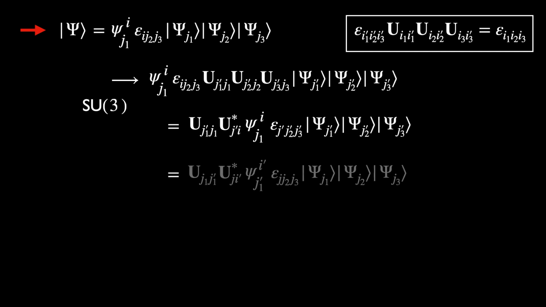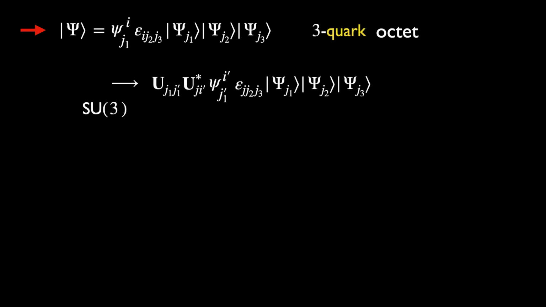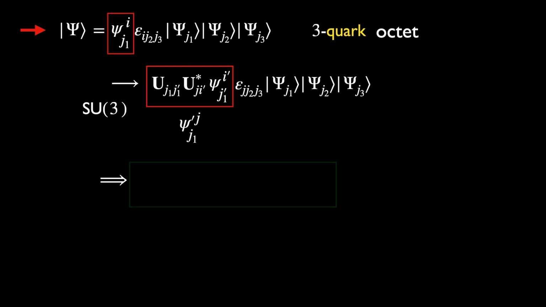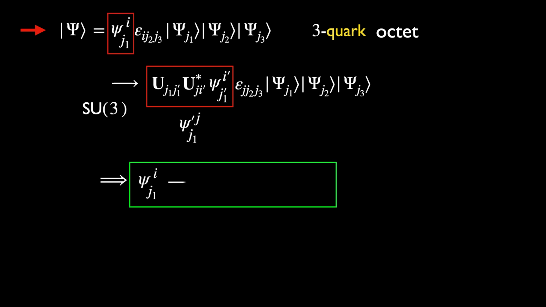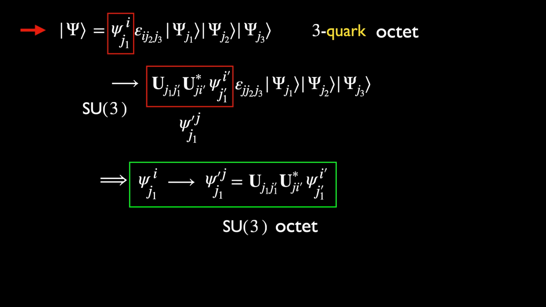Changing the notation, moving the primes to unprime indices. Notice that this tensor in the red box is precisely the transformed tensor with one upper and lower index. Thus, the state we have constructed transforms effectively like a state in the SU3 octet. And this is a three-quark state as required.